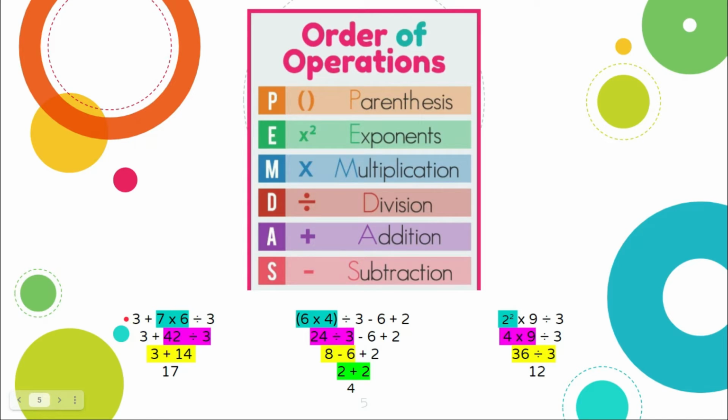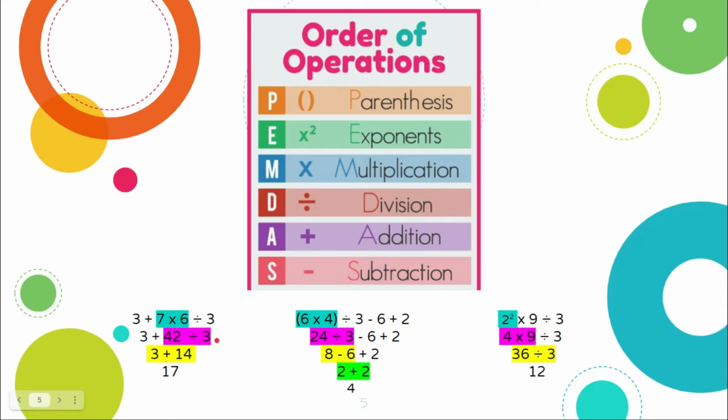There are no parentheses. There are no exponents. And then we check for multiplication or division. Like I said, we solve whichever is first from left to right. So in this case, the multiplication is first. So we simplify 7 times 6, which is 42, and copy everything else. 3 plus 42 divided by 3.